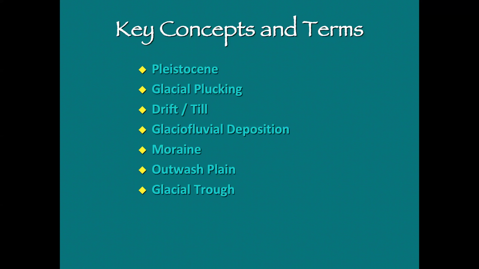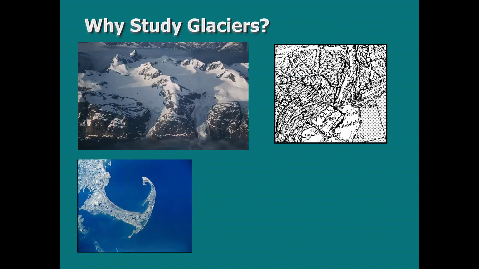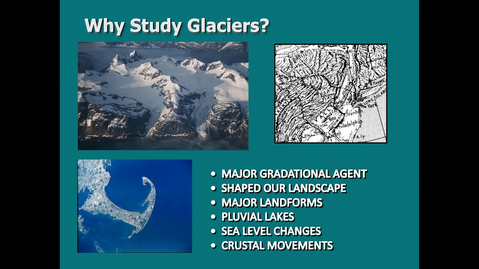Some of the key terms and concepts we're going to talk about. So why study glaciers? Well, they shape landscapes. If you live in the Northeast US, New England, Michigan, Ohio, Pennsylvania, Minnesota, the upper Midwest, you live in a glacial landscape. If you've ever been to Yosemite National Park in California, or Glacier, obviously, National Park in Montana, you know that these landscapes have been set up and shaped by ice.